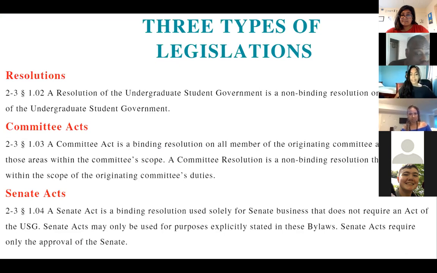This is very important to keep in mind, because senators, if we are going to write a committee act, we are only allowed to write legislation that is within the committee we are coming from. Let's say you are a senator from SDOC. You are not allowed or shouldn't write legislation that is only going to be within the scope of CCA, and so forth. And a Senate Act is a binding resolution used solely for Senate business that doesn't require an enactment of the USG. Senate acts may only be used for the purpose explicitly stated in these bylaws. Senate acts require only the approval of the Senate.